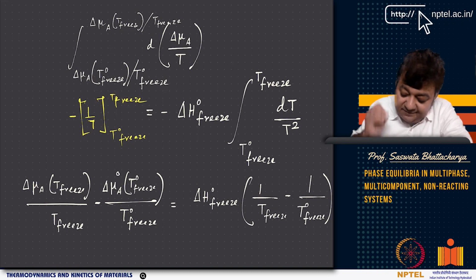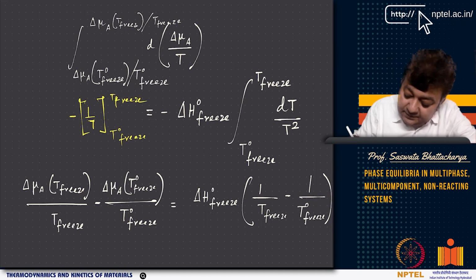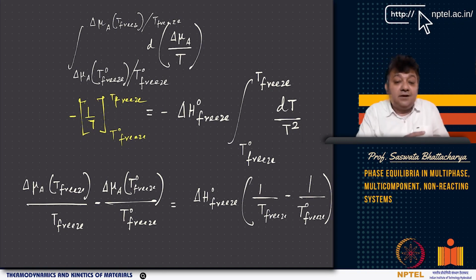But here, be very careful. This is delta mu A, and this is also delta mu A only. So you have delta mu A at T0 freeze and delta mu A at T freeze. Remember, delta mu at T freeze is where you are looking at the chemical potential difference of component A between the solid state and the liquid state. Liquid is the initial state and solid is the final state, so it is basically solid minus liquid.